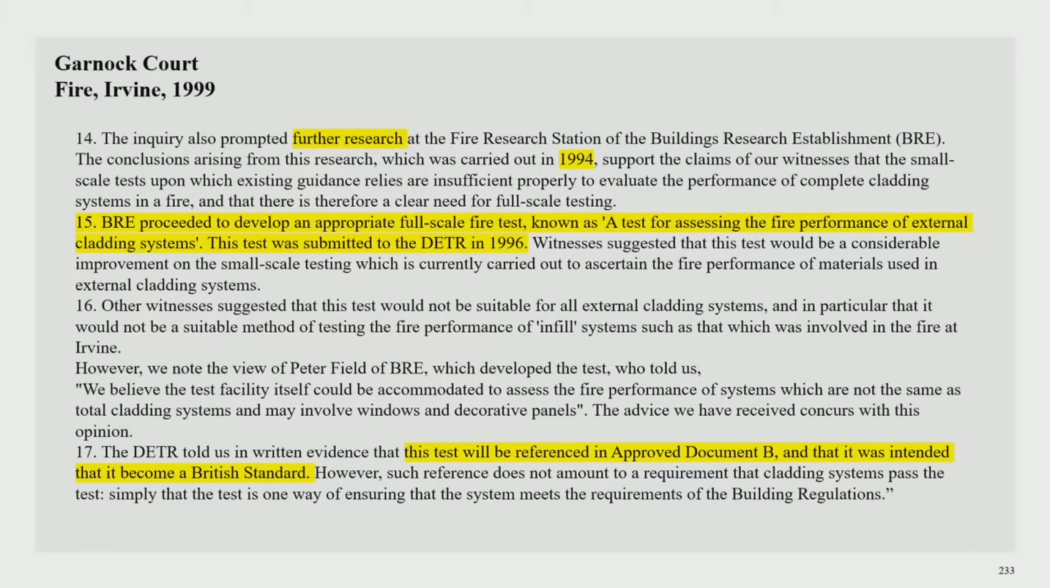This inquiry then goes on to state, BRE proceeded to develop an appropriate full-scale fire test for assessing the performance of external cladding systems. This test was submitted to the DETR in 1996. This test standard, which had been submitted to the DETR prior to the fire, had not been adopted into Approved Document B at the time. However, in the Garnock inquiry, DETR themselves stated that going forward, this test will be referenced in Approved Document B and that it was intended that it become a British standard.